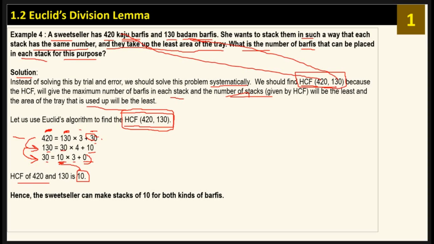So HCF of 420 and 130 is 10, and we can say that the sweet seller can make the stack of 10 of both kinds of barfis, and that is the answer for our example number 4.